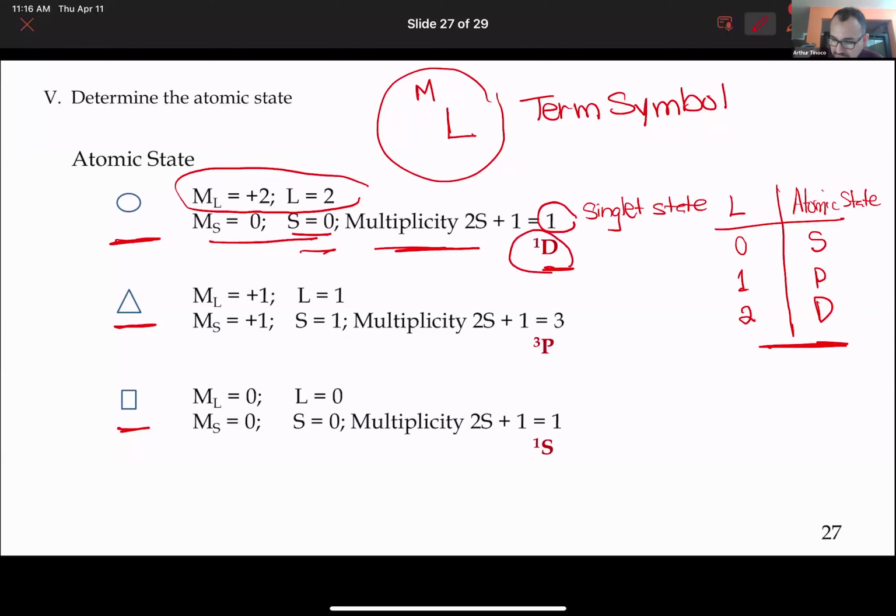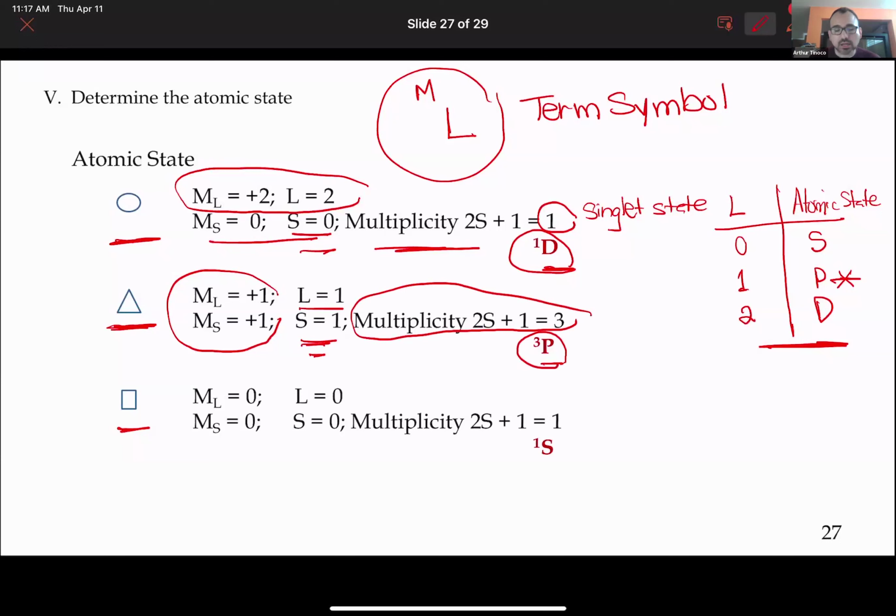And that's why we have this term symbol, 1D. Then you move over to the state that was defined by the triangle, which had this representation where your L is 1 and your S is 1. With L equals 1, that's going to be a P state, so that's our P. With S equals 1, your multiplicity will be 3, so that's a triplet state, and this will be your term symbol for that particular state.